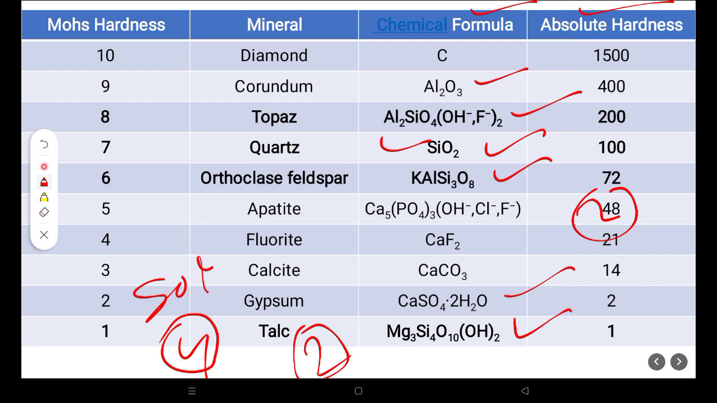So you can know this. And here absolute hardness is given. Talc absolute hardness is 1, gypsum 2, calcite is 14, fluorite is 21, apatite is 48, orthoclase is 72, quartz is 100, topaz is 200, corundum is 400, and diamond is 1500. So this is the absolute hardness. But what we are studying here is the Mohs scale of hardness. This is a comparative scale of hardness, that is an ordinal scale.